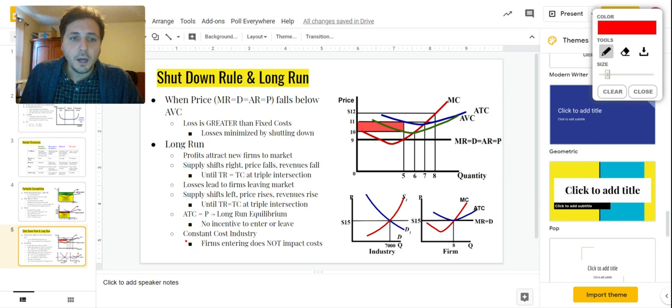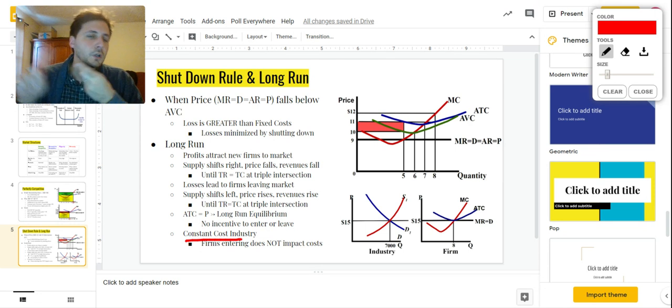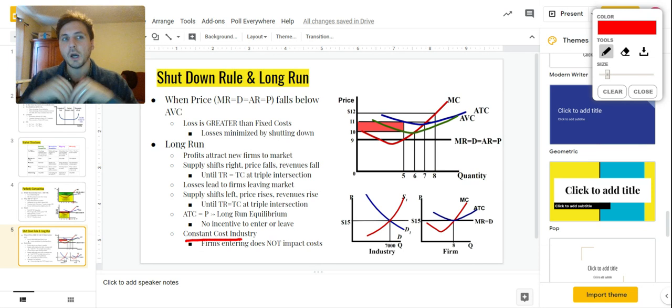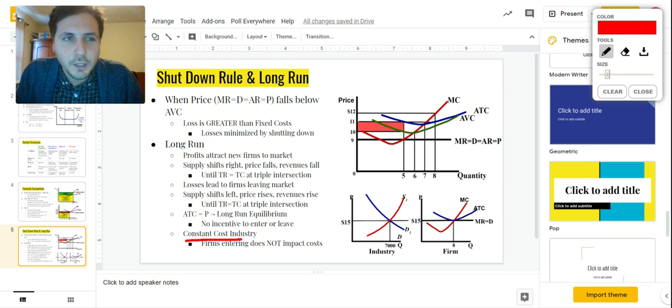Okay. Remember, this is only the case when we have a constant cost industry. A constant cost industry means that when firms enter the market, there's no impact on marginal cost or average total cost. They remain constant. This is actually not true in general, right? When new firms enter the market, competition goes up for the prices of the resources, so costs rise. And when firms leave, costs decrease. But for this unit right now, we're going to keep those costs constant so that we can show those changes and get to long run equilibrium.